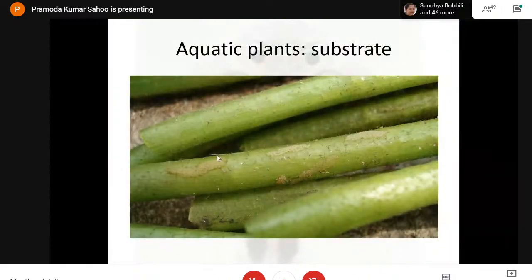You can see these water weeds on which the eggs are being laid. You can see the clutches. So if you leave these plants, you can go to any pond and lift them.